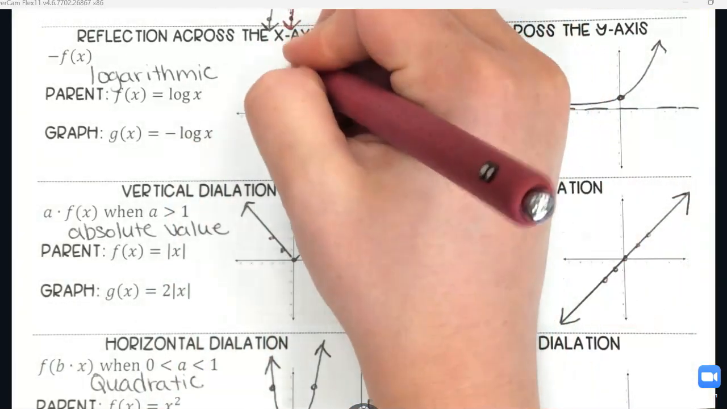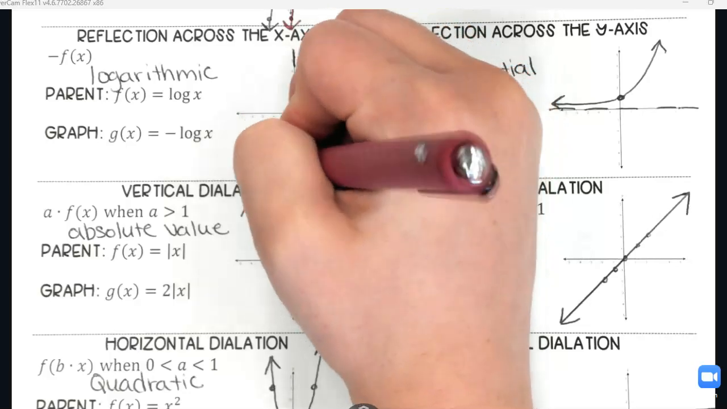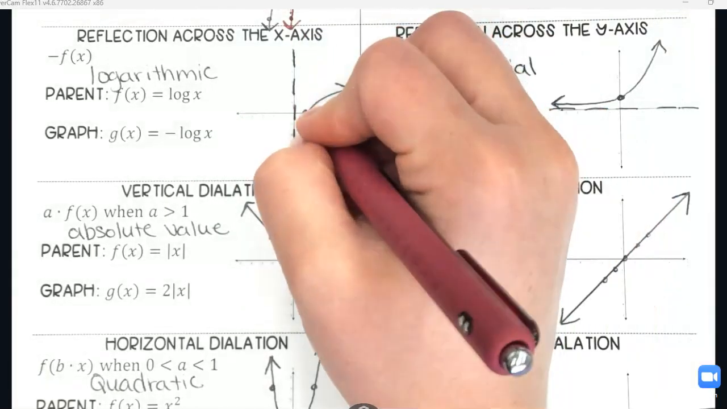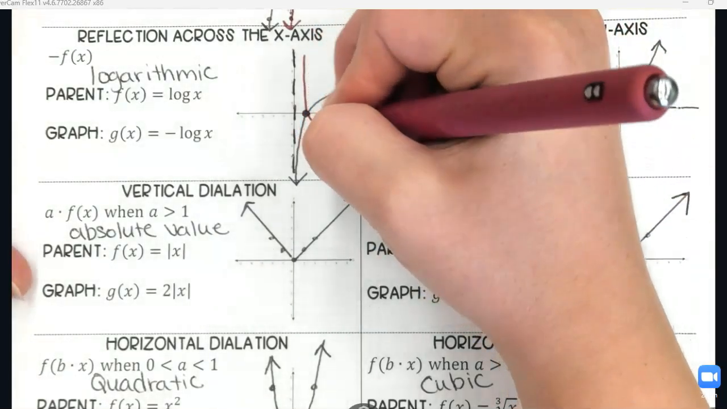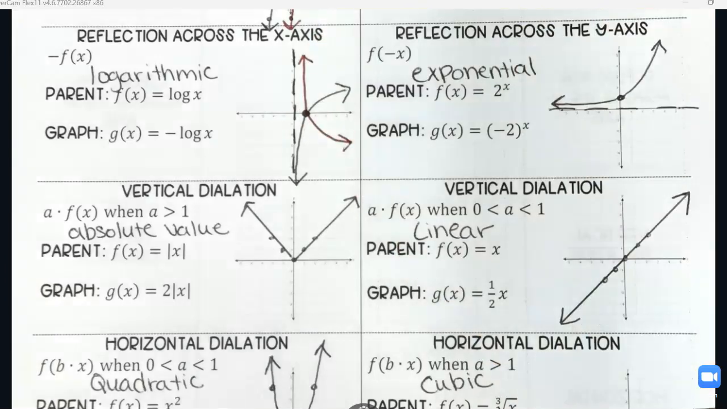So for my log function, my vertical asymptote does not change. And our x-intercept is actually going to remain the same as well, but this graph is just going to be flipped on its head and now be decreasing. So it's a mirror image of itself vertically.